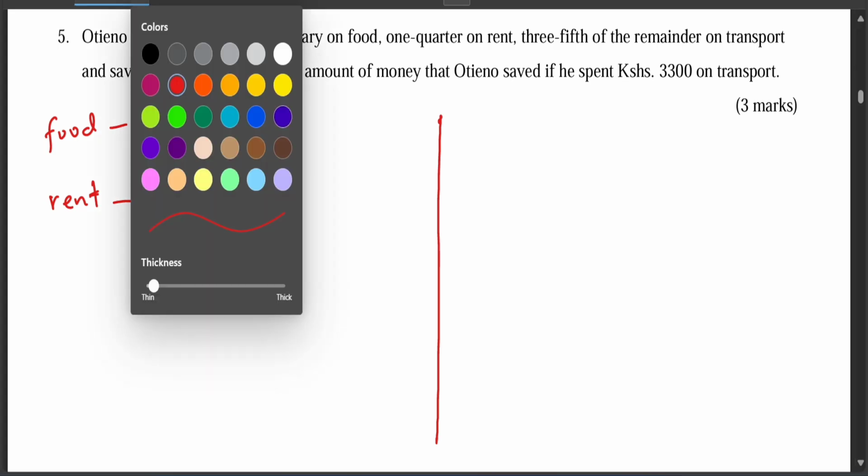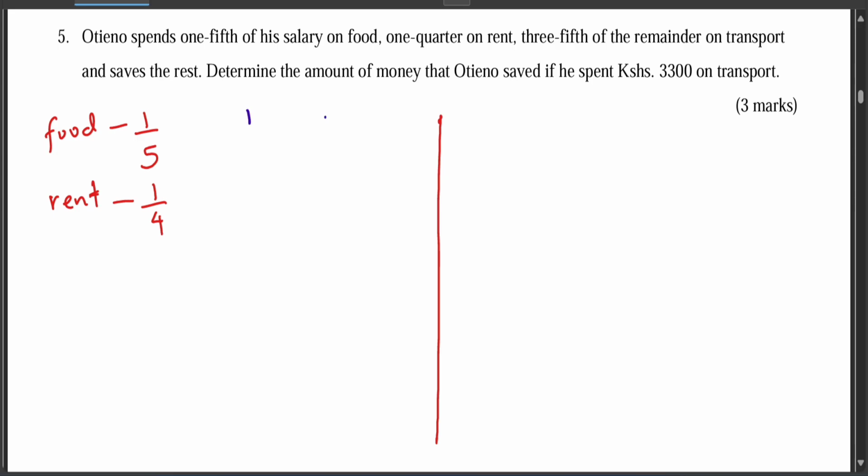Now, what is our remainder? So first, let's add up the food and the rent, which is 1/5 plus 1/4. If you take 1/5 plus 1/4, it should give you something out of 20, and that is 9 out of 20. So the remainder will be 20 out of 20 minus 9 out of 20. So itabakia 11 out of 20.